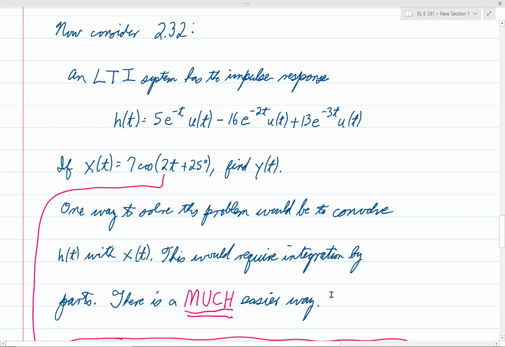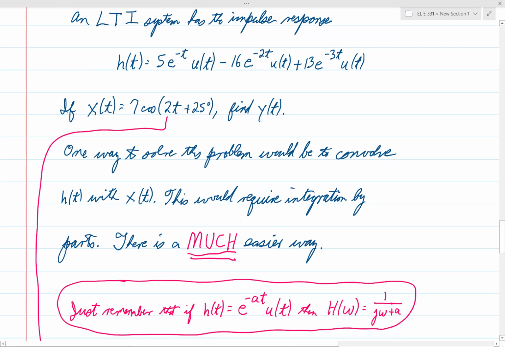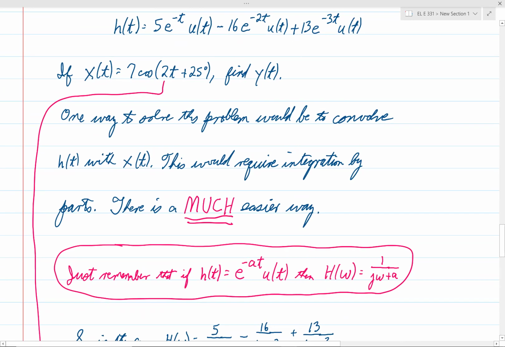And that is by observing the following. Here's something right here, this note in red is something that's very important. If the impulse response has the form e to the minus at u of t, then the frequency response corresponding to that is 1 over j omega plus a.